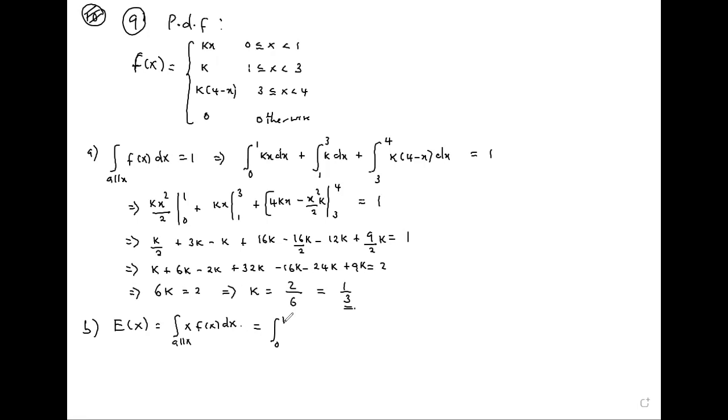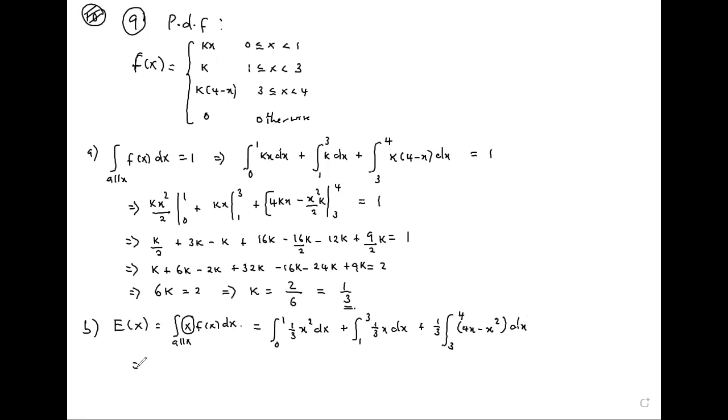So now let's get the, as we'll be taking the 1 over 3 there. From 0 to 1, we'll have 1 over 3 x squared, because of this x here that you're multiplying, dx, plus from 1 to 3, it will be 1 over 3 x dx, plus 1 over 3 from 3 to 4, 1 over 3, 4x minus x squared dx.